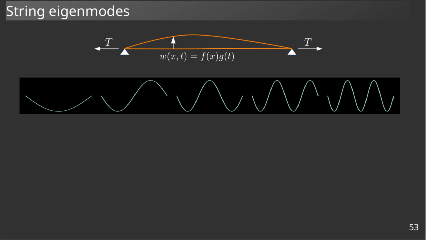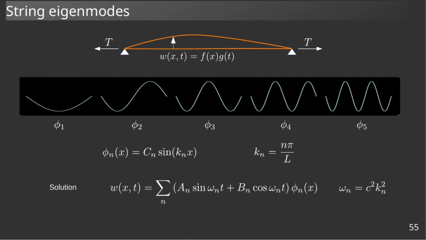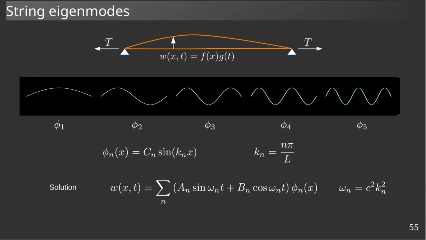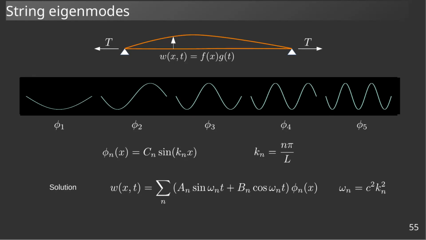To summarize, the solutions f of x that we have just identified are called eigenmodes of the system. They will be noted in the following phi n. They are defined to a constant Cn. The complete solution of the system is therefore a linear combination of these eigenmodes depending on time as a harmonic function at the frequency omega n.